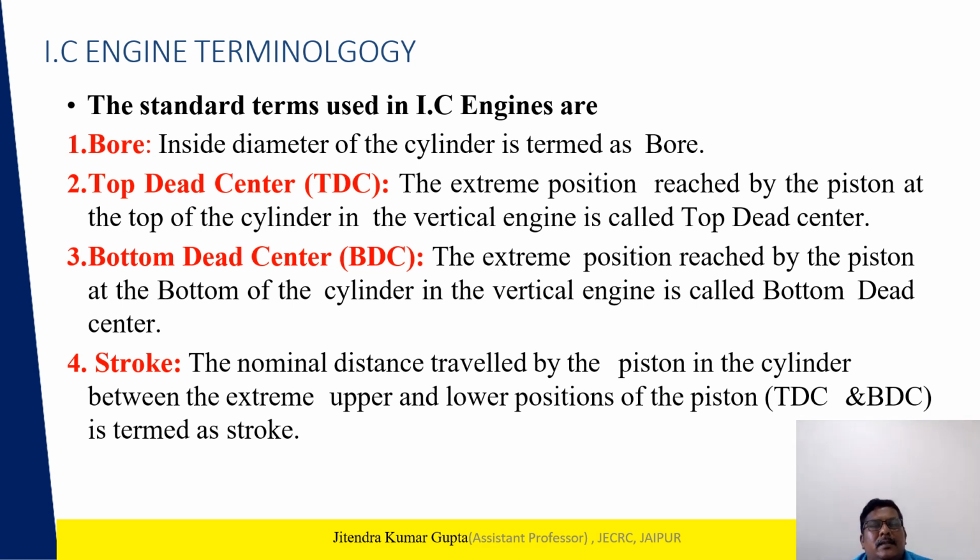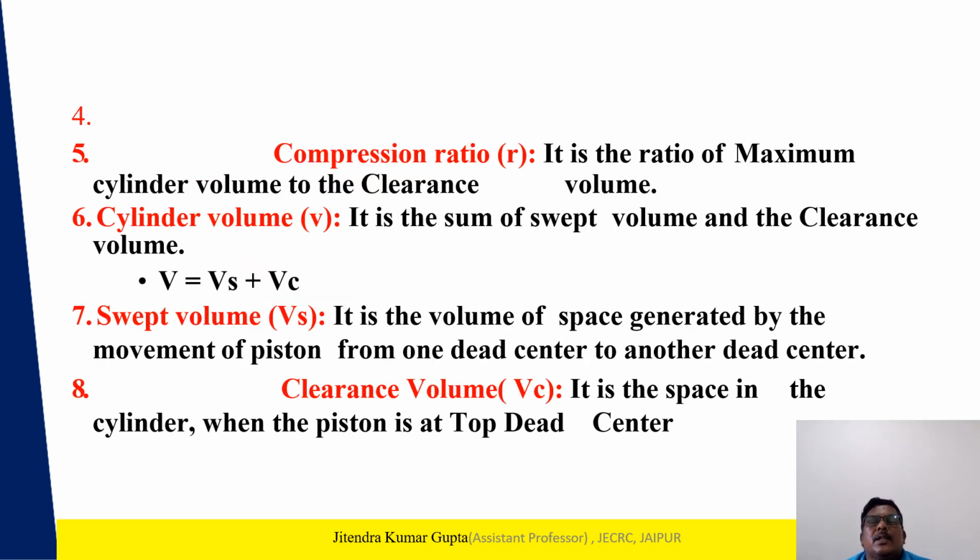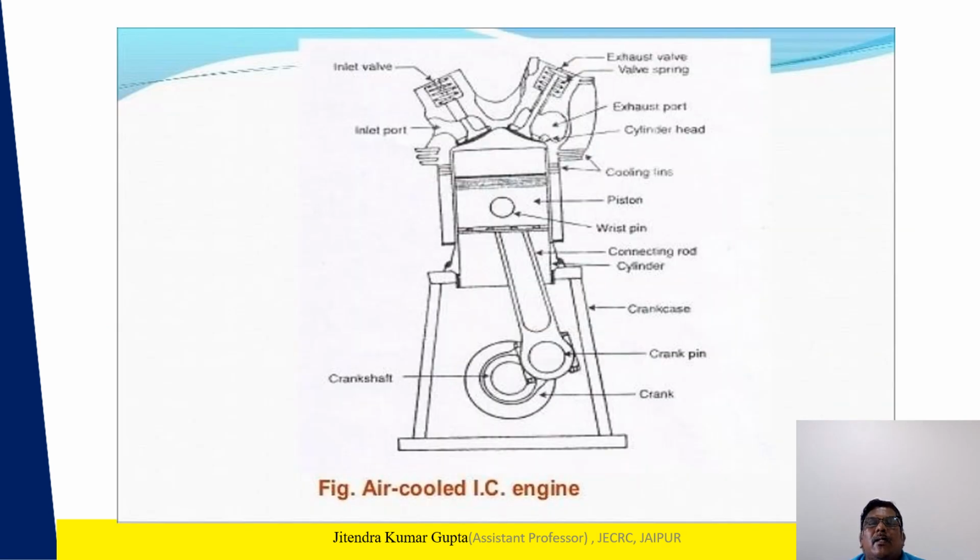Terms in IC engine terminology are bore, top dead center, bottom dead center, and stroke. Bore is the inside diameter of the cylinder. Top dead center is the extreme position reached by the piston at the top of the cylinder in a vertical engine. The extreme position reached by the piston at the bottom of the cylinder is called the bottom dead center. Then compression ratio is the ratio of the maximum cylinder volume to the clearance volume, that is swept volume plus clearance volume over clearance volume. This is the terminology of the IC engine.